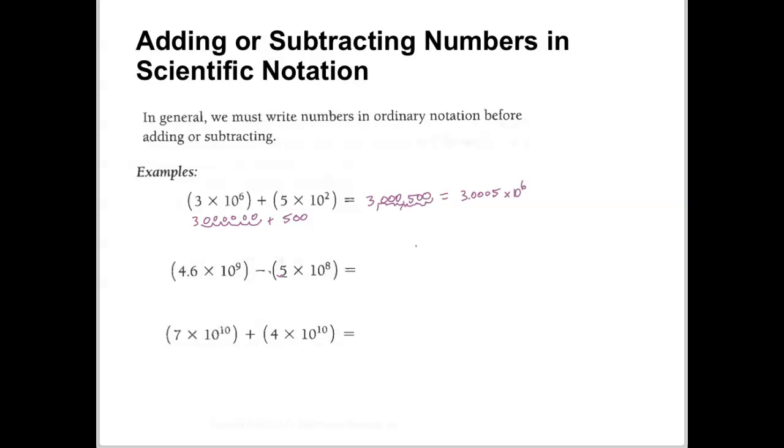So there's really no way around that. You just have to get it to be an ordinary number, then do the addition or subtraction, then convert it back to scientific notation if necessary. I'm going to skip those other two examples because it's the same idea. You're just multiplying everything out, then doing the addition or subtracting.